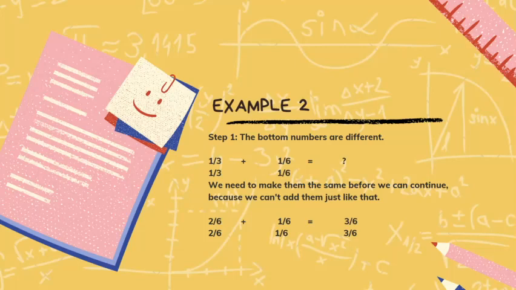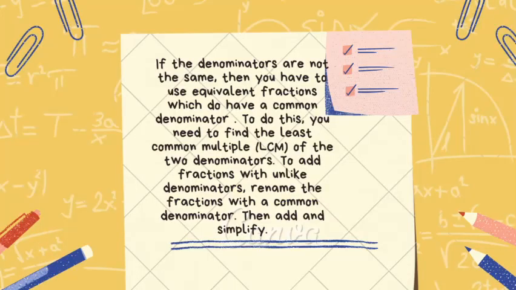The first step is we need to make the denominators the same before we can continue, because we can't add them just like that. If the denominators are not the same, then you have to use equivalent fractions which have a common denominator. To do this, you need to find the least common multiple of the two denominators. To add fractions with unlike denominators, rename the fractions with a common denominator, then add and simplify.